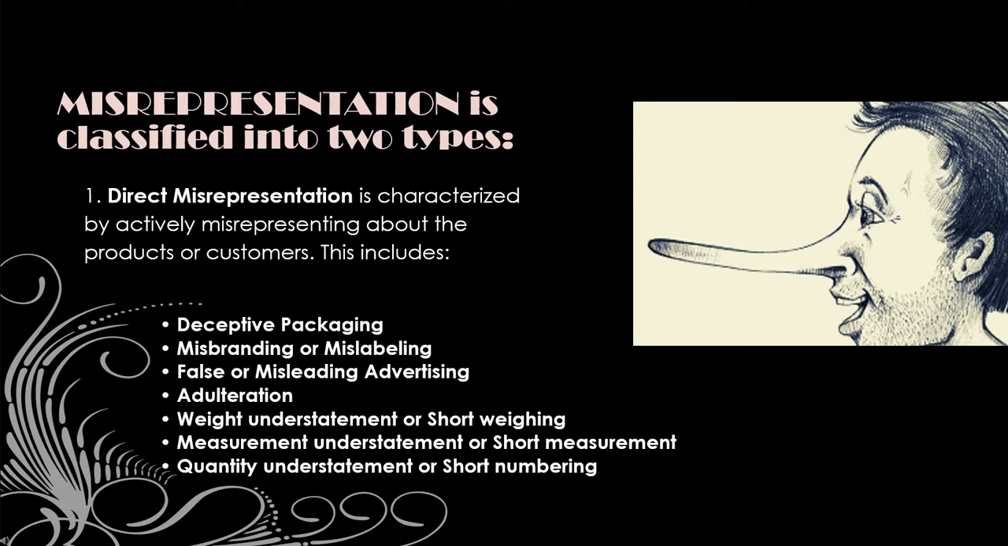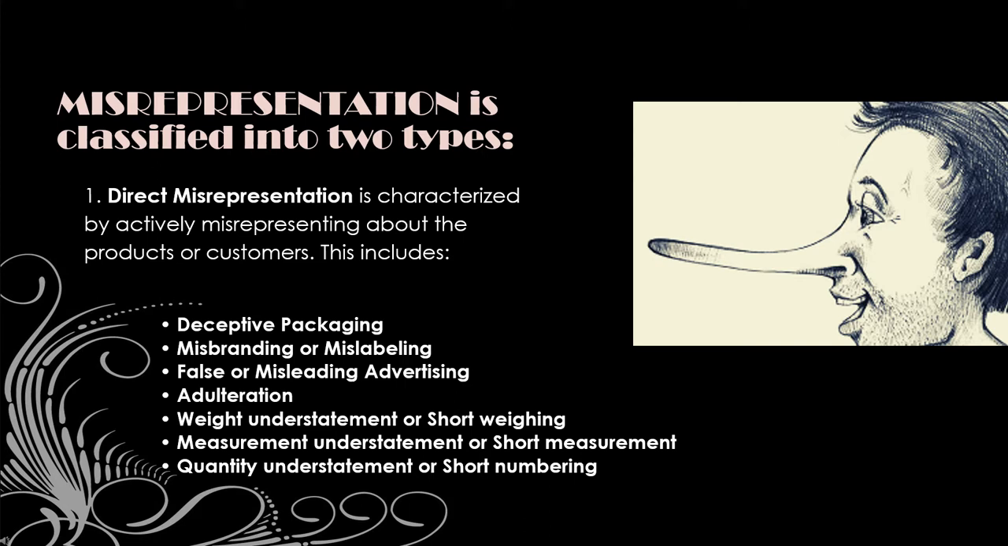This unethical practice of measurement understatement or short measurement is found in selling situations of cloth or textile, electric cord or wires, and selling of rice by sack, wherein the price of the product depends on its length or on its volume. It is unethical because sellers give customers an inappropriate amount or measurement rather than the actual or right one.